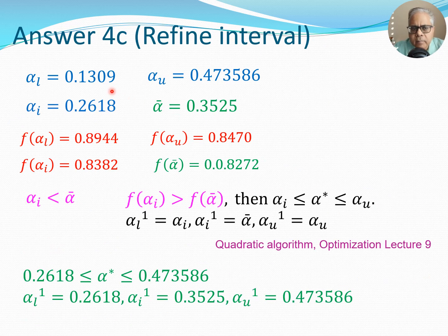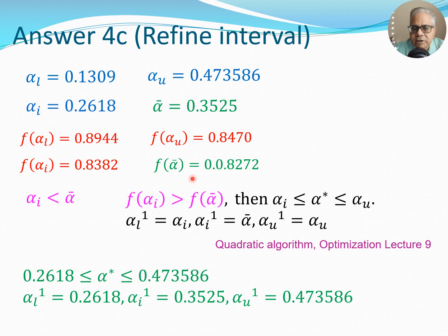So now we have got 4 points. We have got alpha L, alpha U, alpha I, and now we have the point alpha bar also, which I have given in green, which is the minimum for the quadratic fit, and we have the 4 function values also. Now we need to check a variety of cases. For example, we can check in this particular case that alpha I is less than alpha bar. You can see that clearly here, because alpha I is 0.26 and alpha bar is 0.35. So this is true. Similarly, we have to check the values of the function at these points.